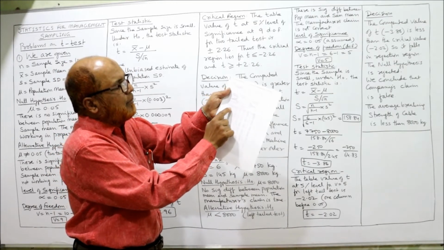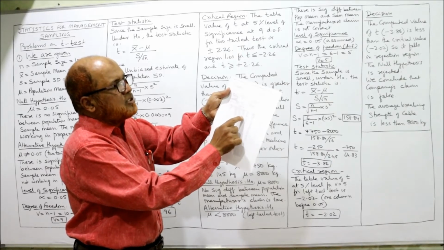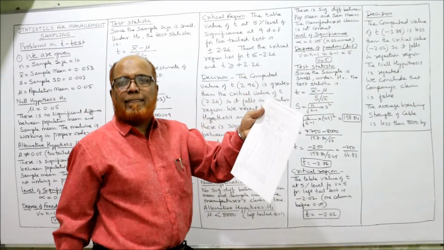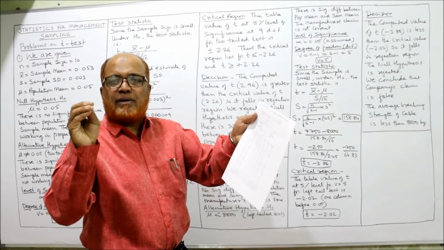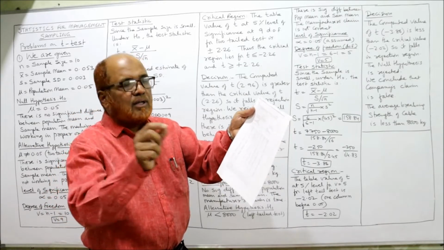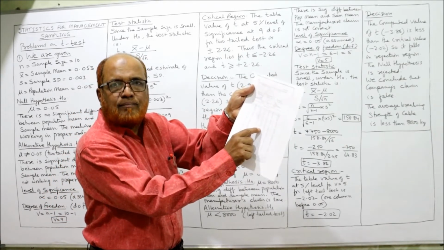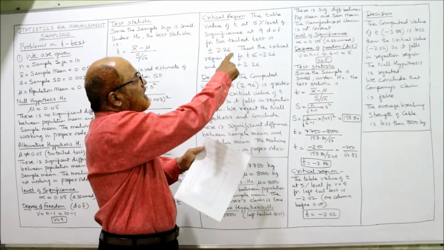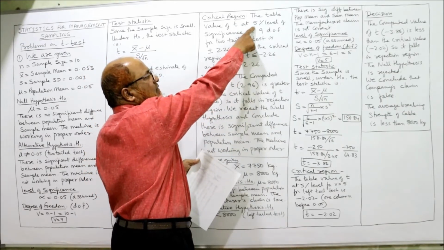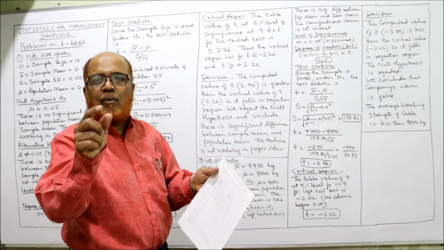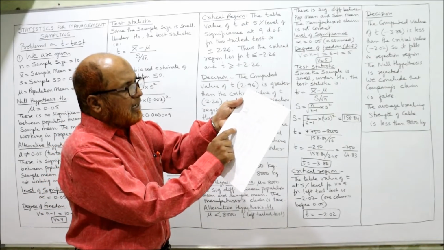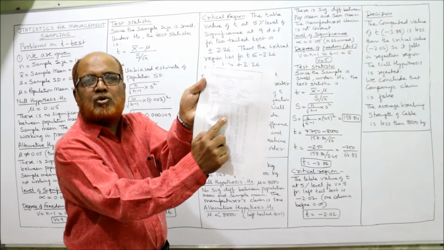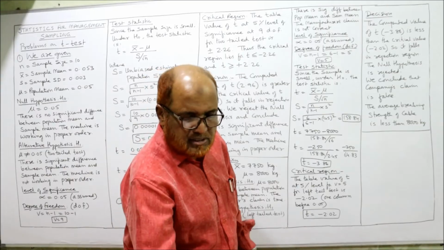And in the columns it is given probability 0.5, 0.1, 0.05, 0.02, 0.01, 0.001. These are the different probabilities, percentages. Ours is 5%. 5% means 0.05. So in the column 0.05, against the row 9, because degree of freedom is 9 and level of significance is 0.05, you can see it is 2.26. So that 2.26 I have taken here.